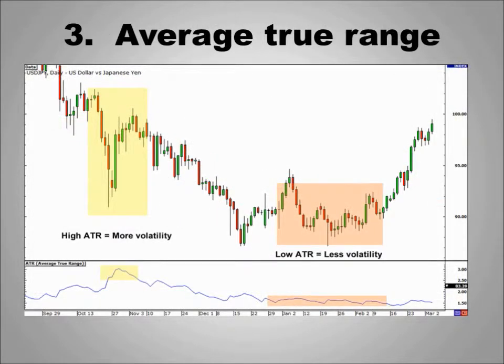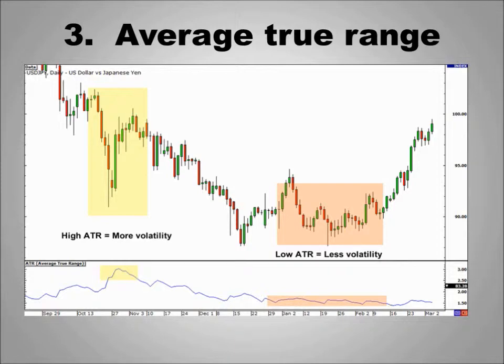Now, we talked about average true range. So here we have our candlestick chart, and on the bottom we have our oscillator chart. If you notice, when the average true range is high, that means there's large amounts of activity. But when the ATR is low, there's not too much activity.